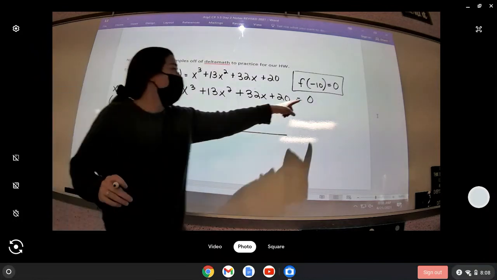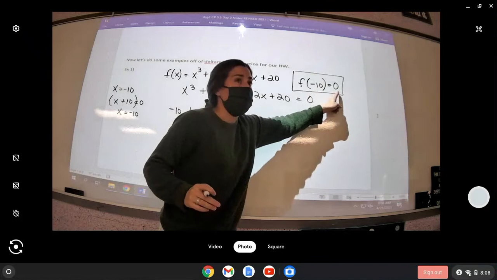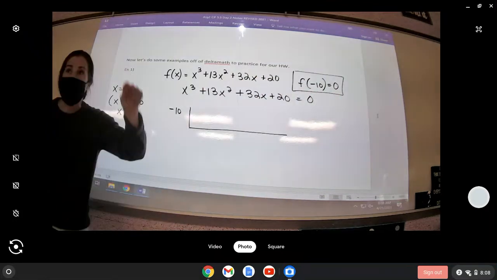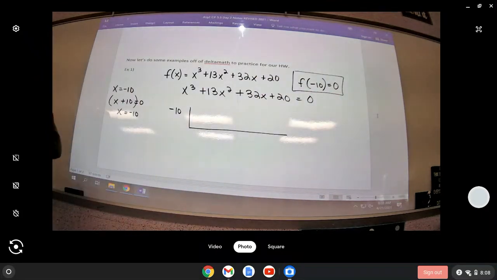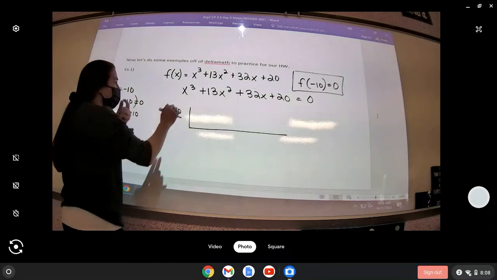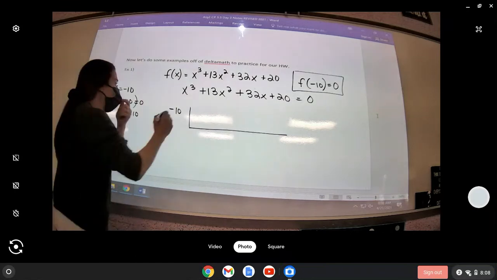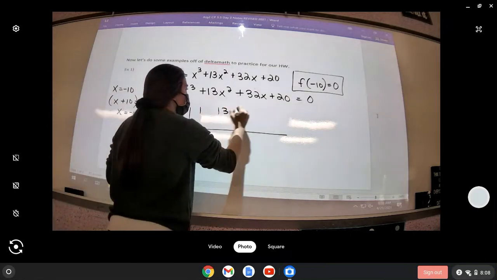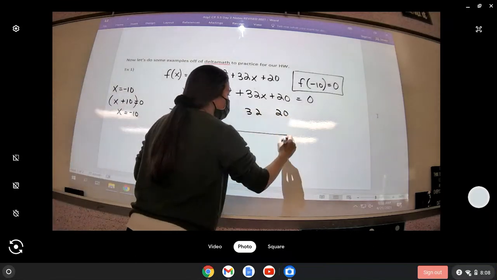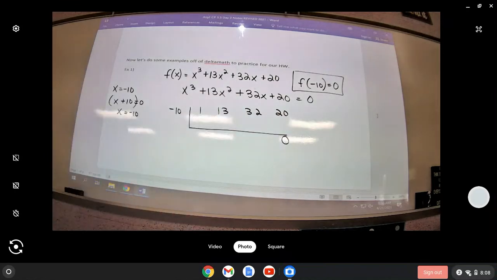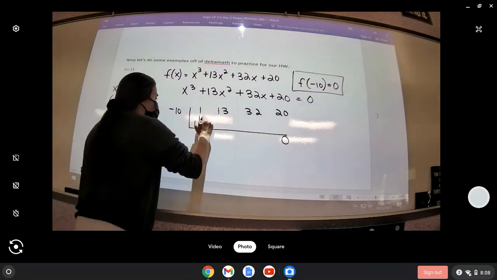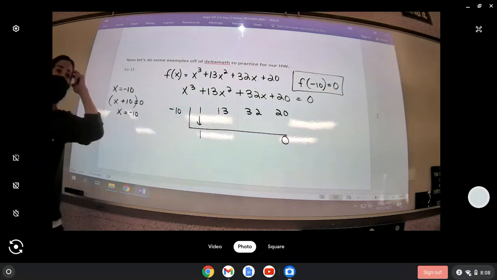So if they're going to give you a number that makes a 0 come out, they're giving you a root. They're giving you a number that gets a remainder of 0. All right, so then my coefficients. X cubed, x squared, just x, and the number. I'm not missing any, so I don't have to fill in any zeros. 1, 13, 32, and 20. They said it's going to make you have a remainder of 0, which means it's a factor, which means it's a root. So you better end up with a remainder of 0 or you did something wrong. All right, everybody can do this. I'll meet you at the end. Multiply and add all the way to the end.